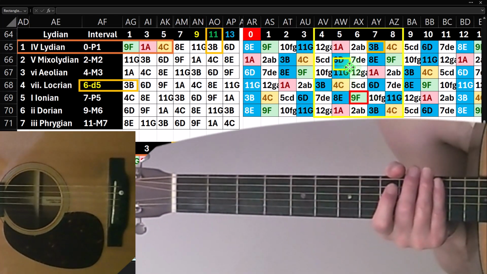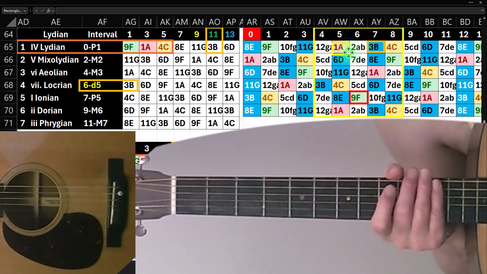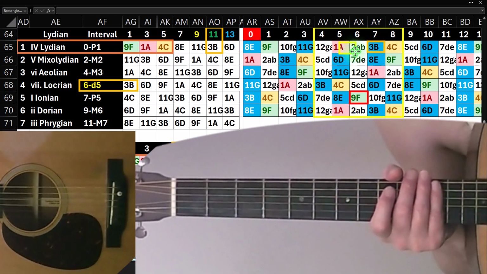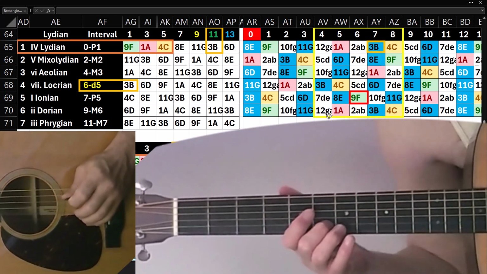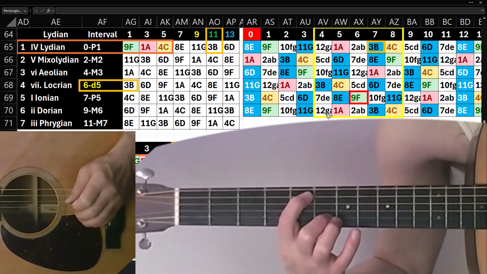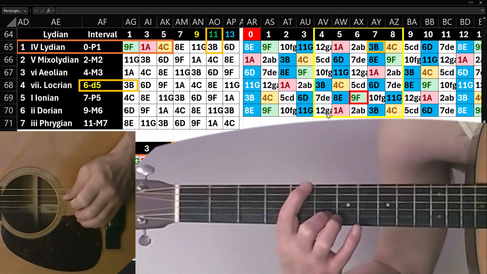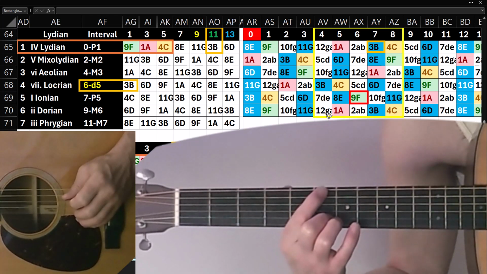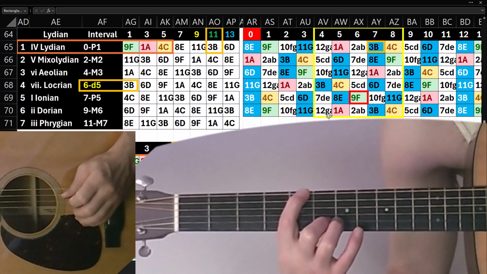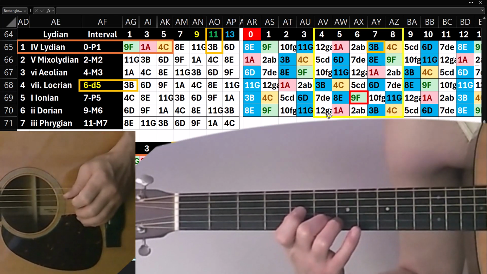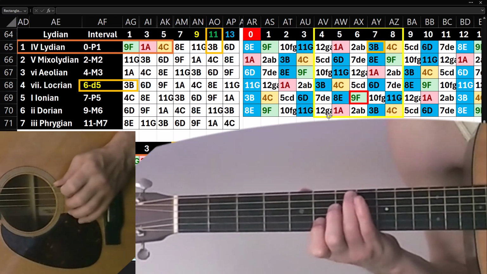-5, -10, -15. 15 minus 12 is -3, plus another 5 is -8, -7, -6. Let's count it out from here. Otra vez. -5, -10, -15. 15 minus 12 is -3. 3 plus another 5 is 8. Wait a second. No, 7 and then 6. There it is. Okay.